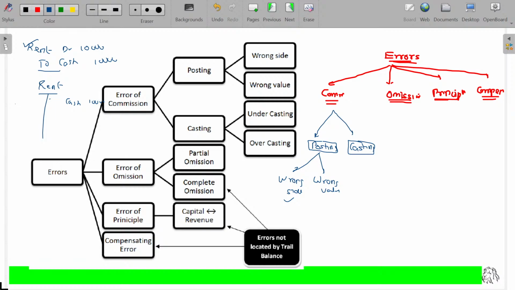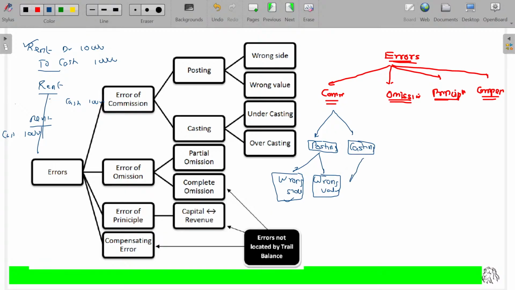Or the other way, in cash, correctly posted, rather than 10,000, it may be posted as 1,000. Rather than posting 10,000 rupees in the debit side, we have posted that as 1,000. Clear? This is called wrong value. Posting is nothing but transferring from one account to the other. Ledger balance is transferred to the trial balance. Our journal entry is posted to the ledger. While posting, we make a mistake. That mistake is called posting error.